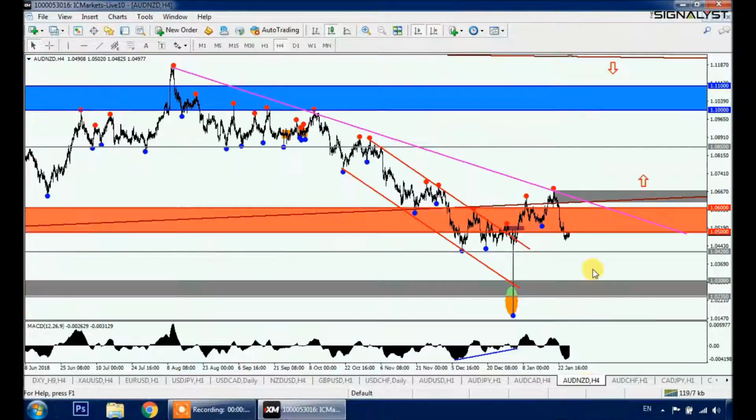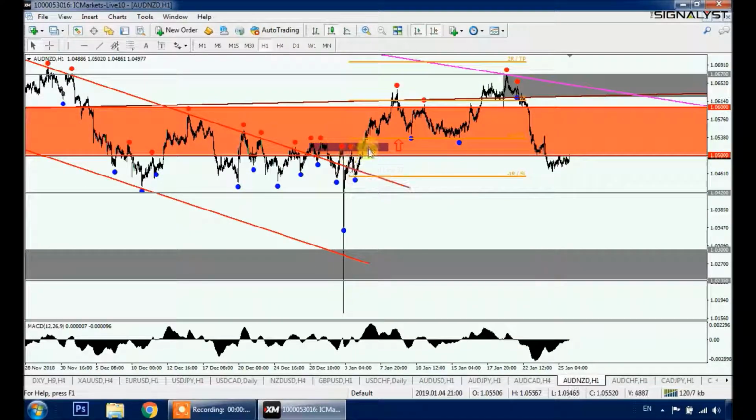AUDNZD, price is still trading around our red zone. We had an entry opportunity here last week because we had an objective channel in red, divergence, and a rejection zone in gray. Our entry was a candle close above this last swing standing, and this trade almost reached plus 2R last week. I personally didn't enter this one as it was around or below our red zone.